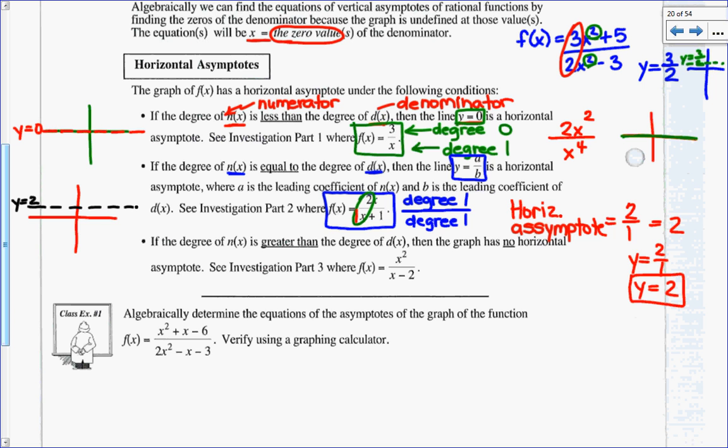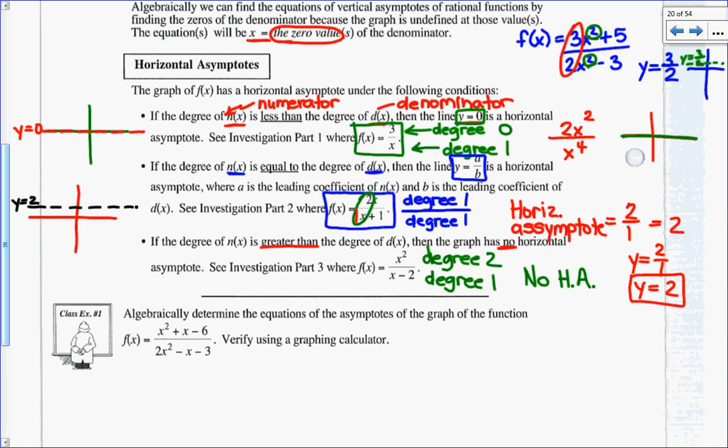Okay, then the last thing is if the degree in your numerator is greater than the degree of your denominator, then your graph has no horizontal asymptote. Okay? So a situation like this, where you've got x squared on the top, so degree 2, and in the bottom you've got just an x, so that's degree 1. In that case, you have no horizontal asymptote. Okay?